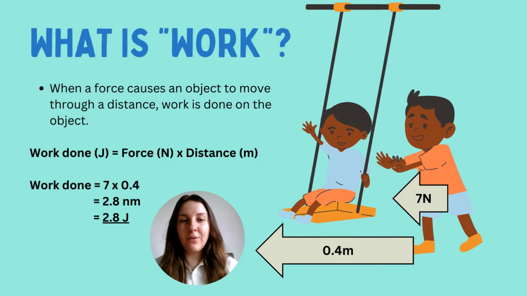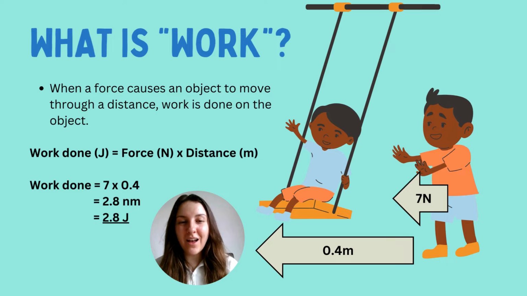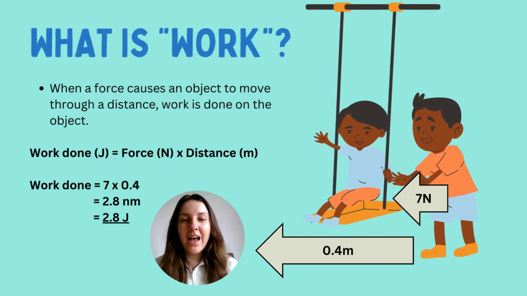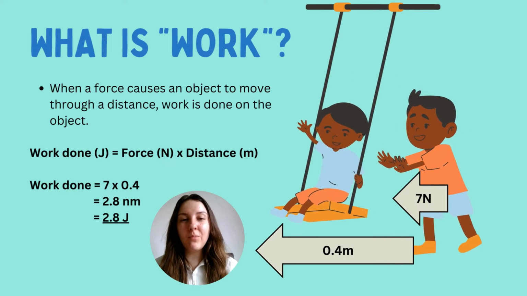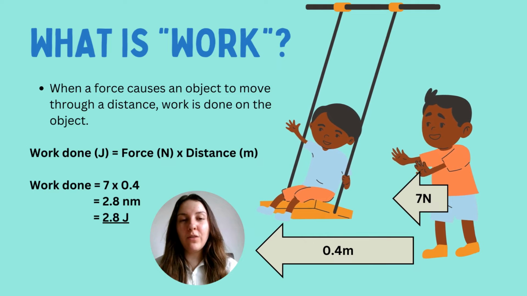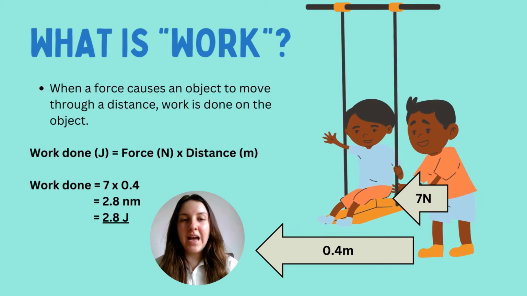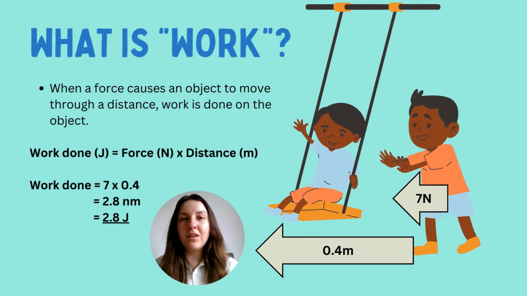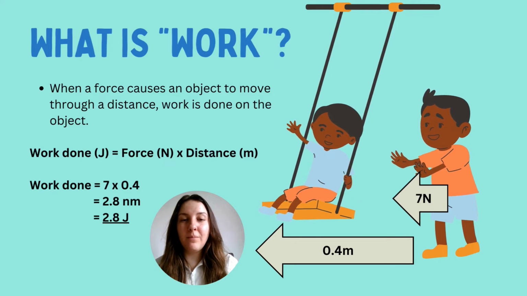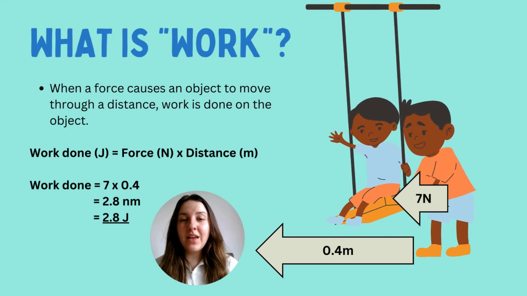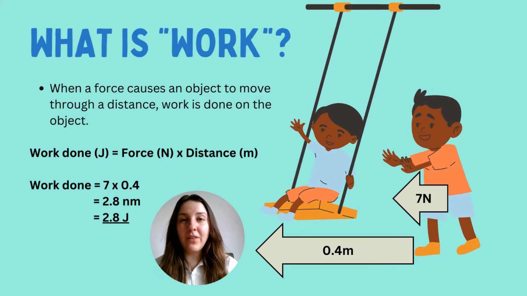I'll give you an example here. We've got two little boys that are playing together. They're on a swing. We have one of the boys who is pushing the other one on the swing with a force of 7 newtons, and the second boy who's on the swing moves a distance of 0.4 meters. Now, when we times those numbers together, we want to make sure we write out the equation first.